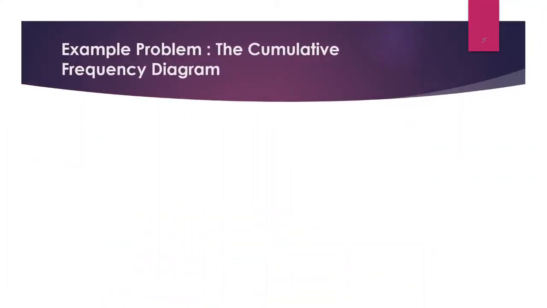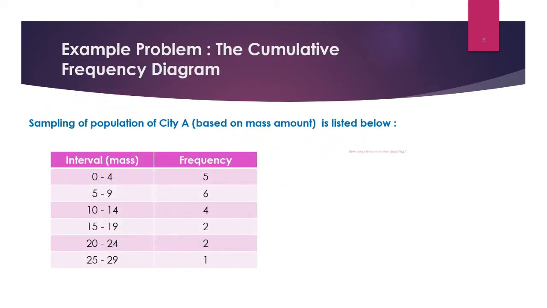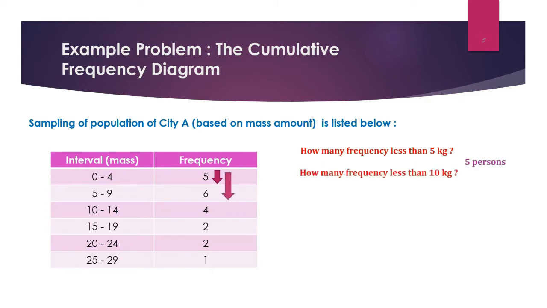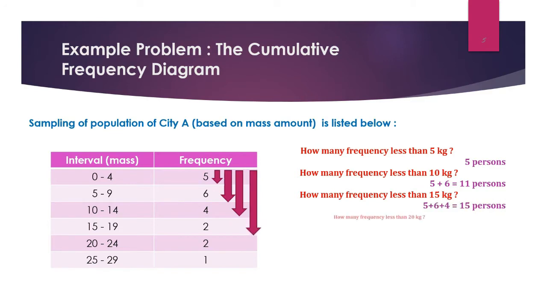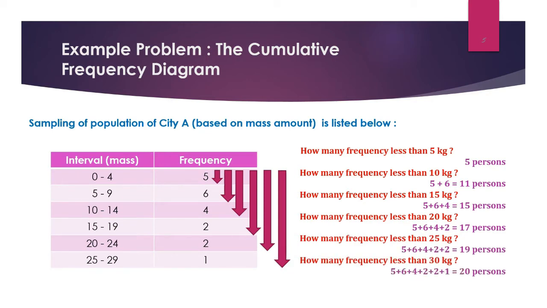Okay, I want to give you an example problem about interpretation of the cumulative frequency diagram. Sampling of the population of city A based on mass is listed below. How many frequency less than 5 kilogram? 5%. How many less than 10 kilogram? 11%. How many less than 15? 15%. How many less than 20 kilogram? 17%. And how many less than 25 kilogram? 19%. And the last is less than 30 kilogram, automatically 20%.